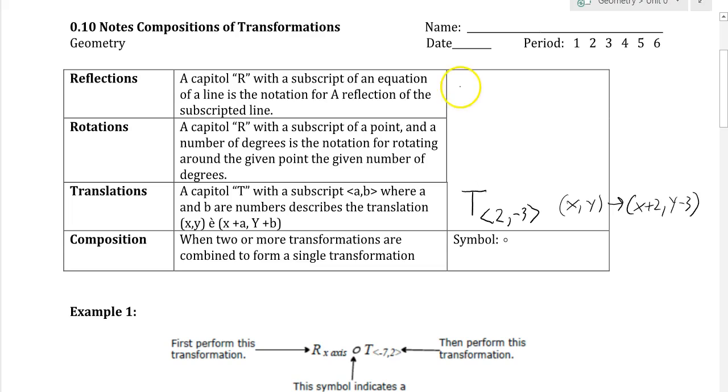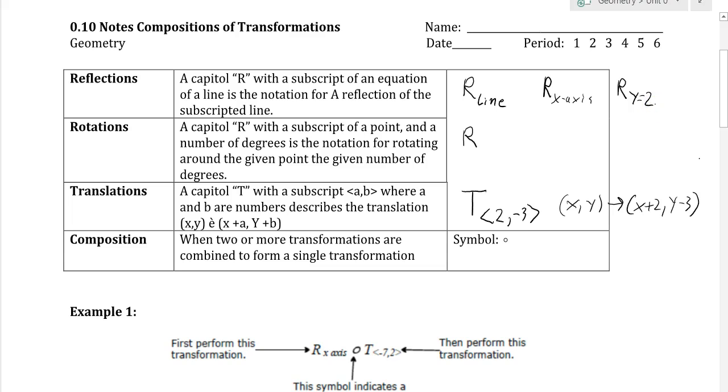Reflections and rotations both start with R, so we got to be careful not to get confused as to which one is which. We're going to have a capital R, and the subscript is going to tell you whether you're doing a reflection or a rotation. To do a reflection, we have to have a line to reflect over. So the subscript is going to be the line you're reflecting over. So this could be reflect over the x-axis. This could be reflect over the line y equals 2.